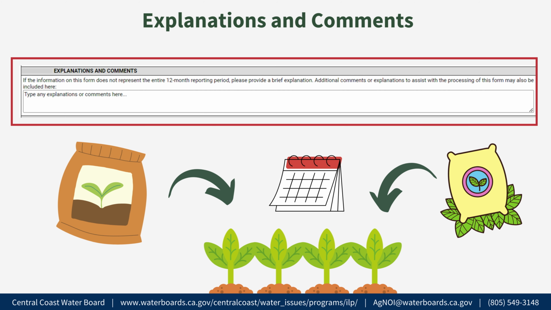Explanations and comments. Provide a brief explanation if the information reported does not represent the entire 12-month reporting period, reporting acreage is different than the ranch acreage due to fallow acres, for example, or any section in the report is incomplete.